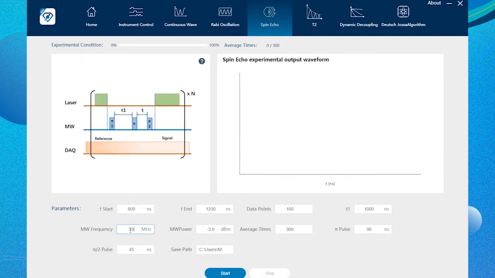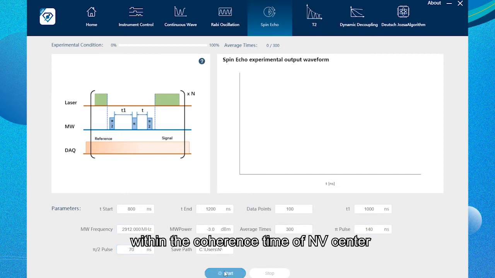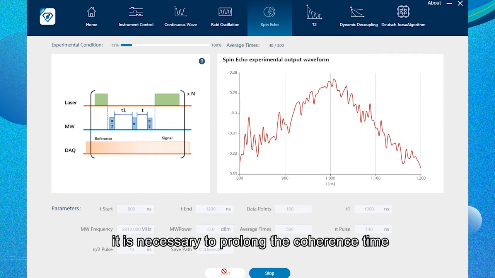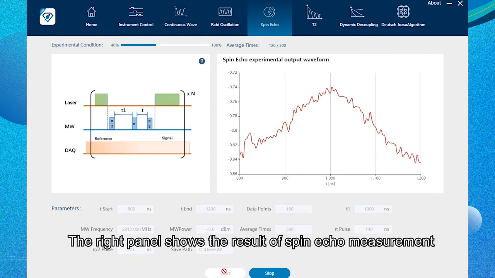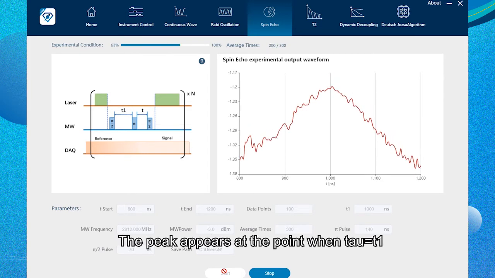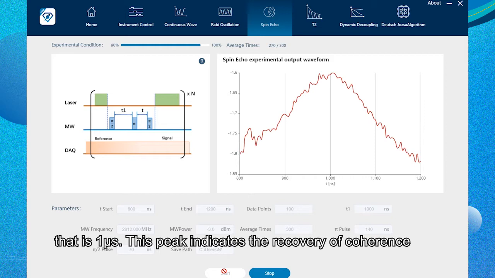Spin echo. As quantum control should be accomplished within the coherence time of the NV center, it's necessary to prolong the coherence time using some decoupling technique. The right panel shows the result of the spin echo measurement. The peak appears at the point when tau equals T1, that's 1 microsecond. This peak indicates the recovery of coherence.